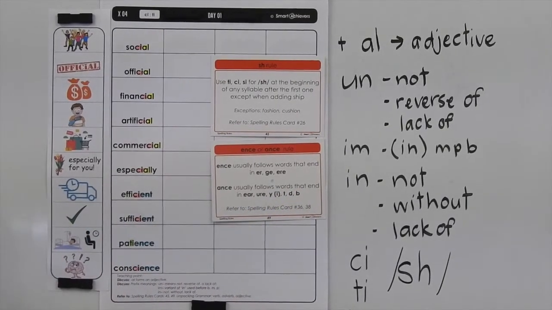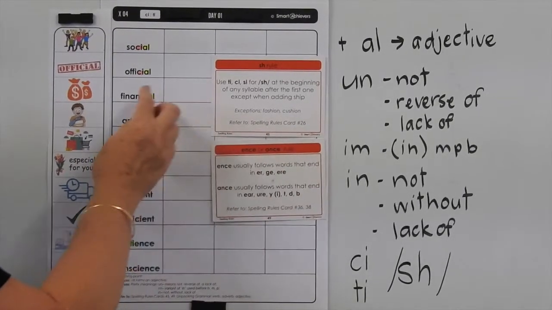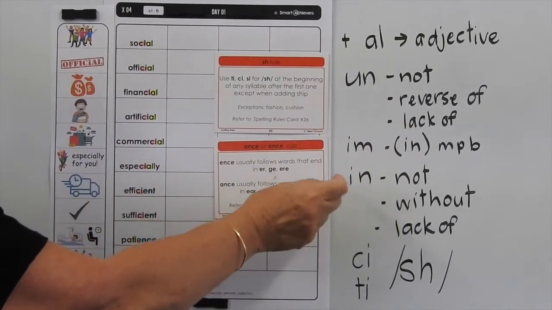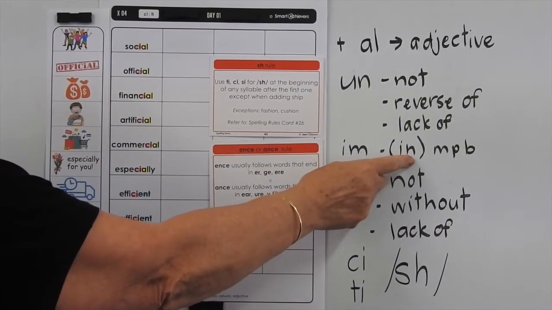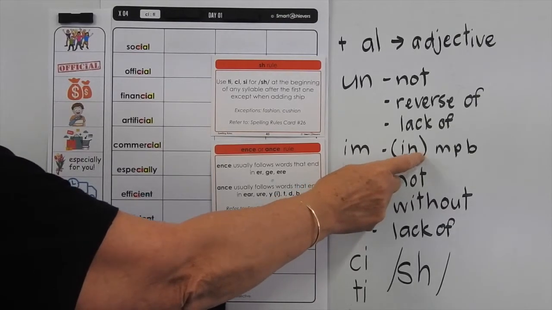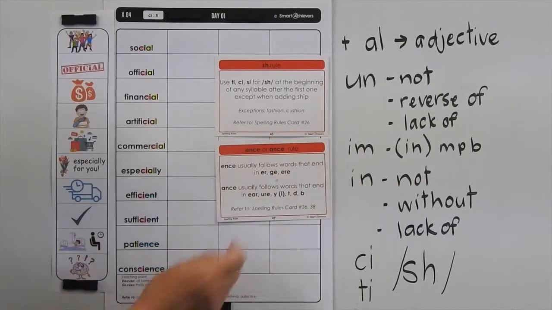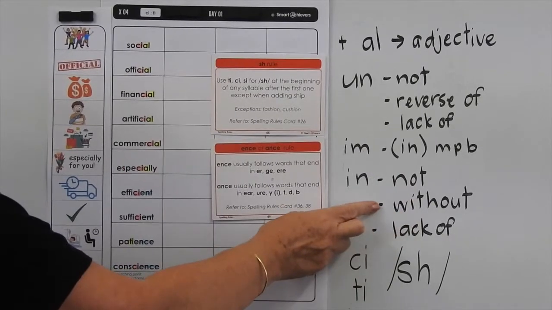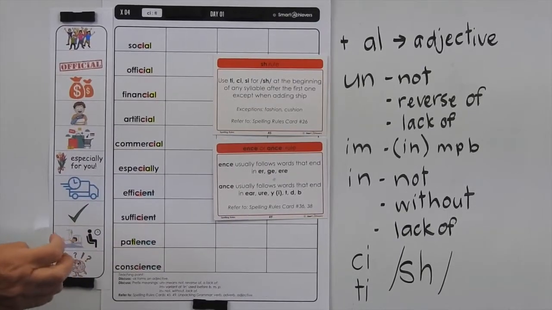Now the other thing that you're going to have coming through on the day 2 and day 3 pages is that we can add prefixes to many of these words. So un means not, reverse of or lack of. Im is a prefix change rule. It comes from the prefix in, but if the base word or root word starts with an M, a P or a B, you change in to im, just to make it easier to say the word. Now the prefix in means not, without or lack of. So do pull out those spelling rule cards if you need some more information.